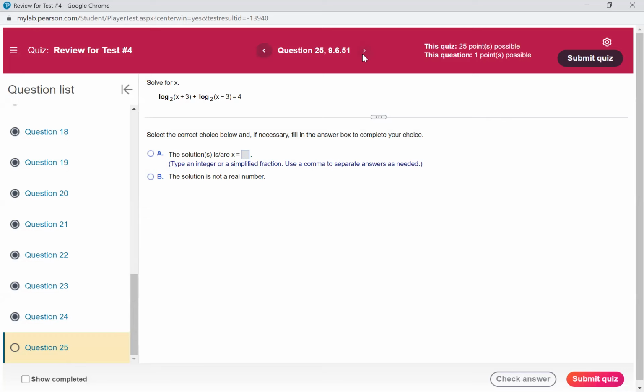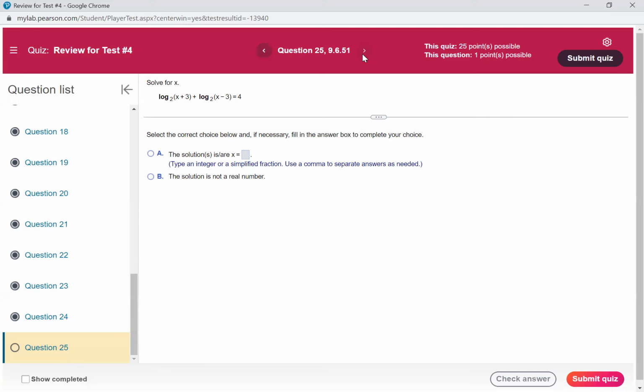So on this one, we first got to start out combining our logs on the left side. Since they're being added, it'll look like a product. So bring out your log base 2. So we'll have our x plus 3 times our x minus 3. All of that will equal 4.